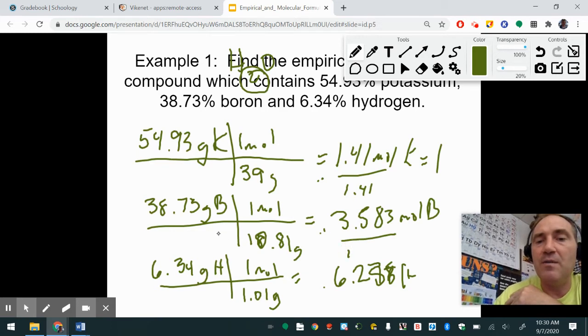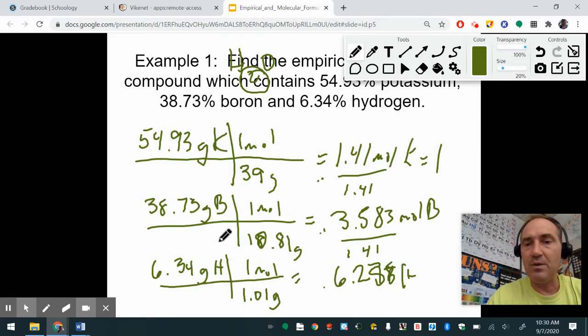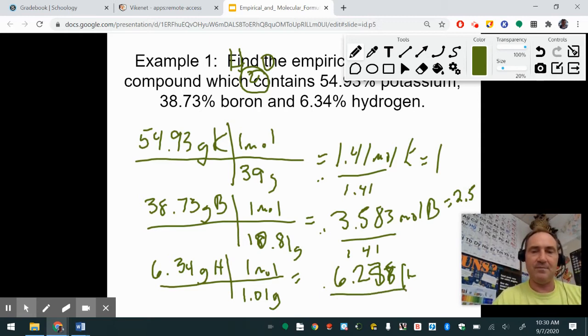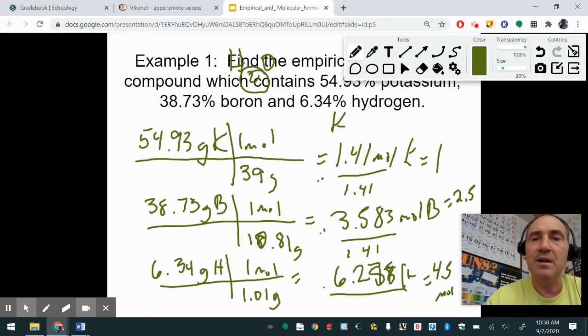If we take the second one divided by 1.41, so we're comparing it to the ratio of the other one, 3.58 divided by 1.41 gives you 2.5. Okay, so that's important, 2.5. And then this last one, 6.28 divided by 1.41 gives me about 4.5 moles if I rounded. So now what I know is that I have K and there's 1, and then B and there's 2.5, and then H and there's 4.5.